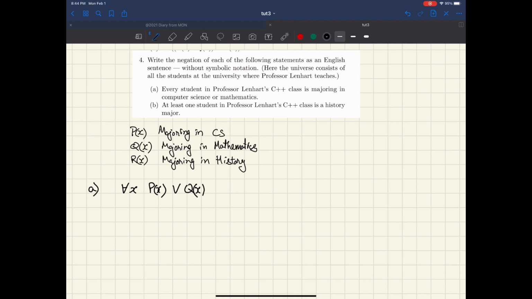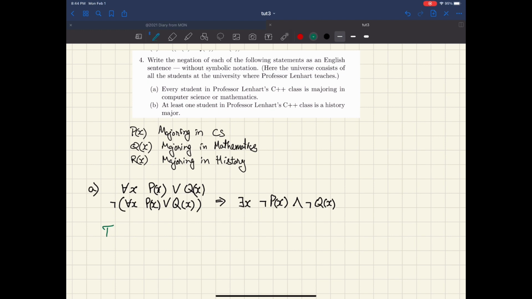Now we take its negation. So not of for all x, P of x or Q of x. And upon simplification, for all x becomes for some x. So your universal quantifier becomes existential and vice versa. So for some x, not P of x and not Q of x. So its English sentence would look something like this.